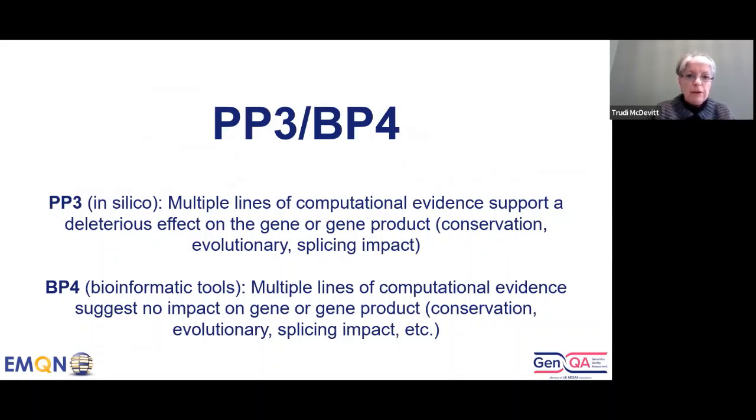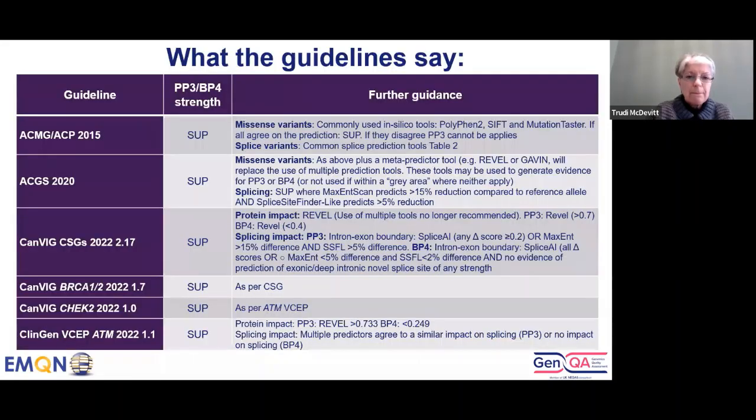Now moving on to the PP3, BP4 in silico evidence. Next slide, please. So the guidance initially, all of them allow it to be used only at a supporting level as maximum strength. It's for missense variants, and the ACMG suggested commonly used in silico tools, PolyPhen, SIFT and MutationTaster, and it provided in table 2 a list of common splice prediction tools that could be used. In the ACGS, they again used these same tools, but indicated that there would be meta-predictor tools coming shortly that probably would overtake these. And also for splicing, recommended the use of MaxEntScan and SSF at designated thresholds indicated there.